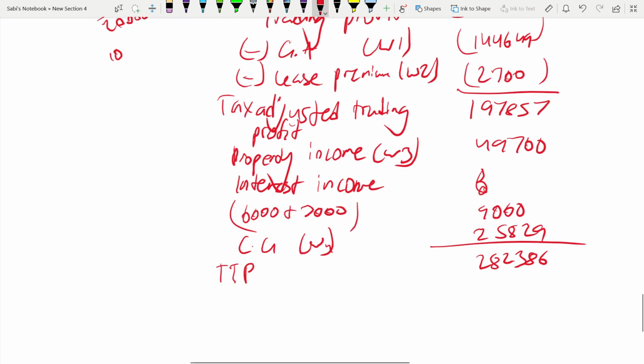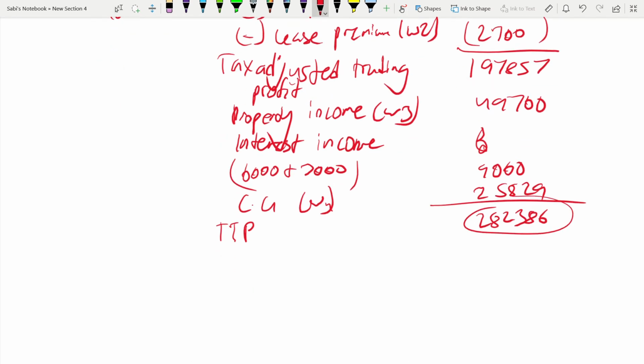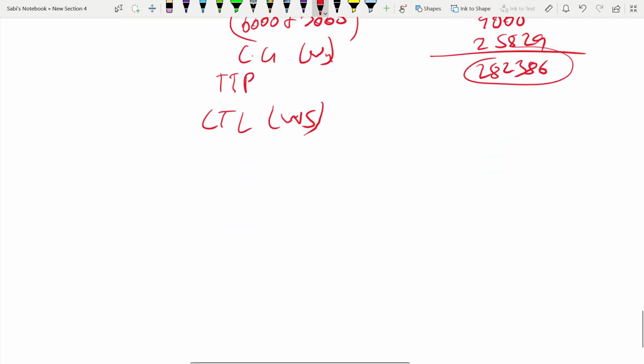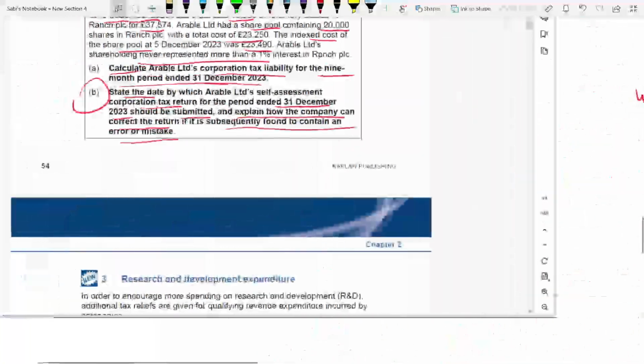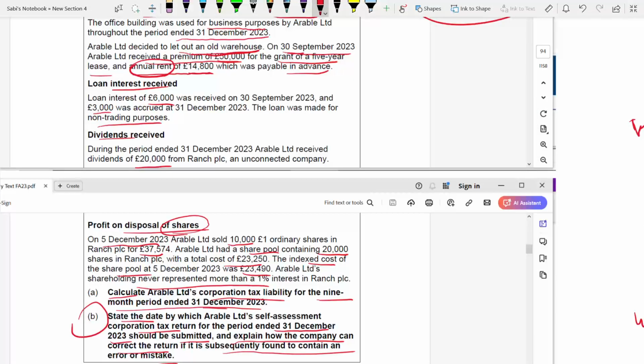On this you have to calculate your corporation tax, but you need the rate. To decide the rate, you need a working. Corporation tax liability, working number 5. So we'll go to working number 5. Get your TTP, 282,386, and add your dividend. How much was the dividend? Dividend is 20,000 and it's from an unconnected company.